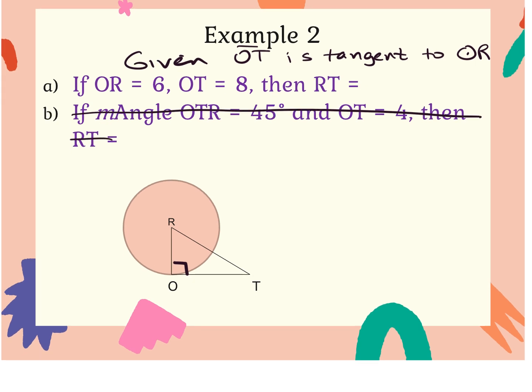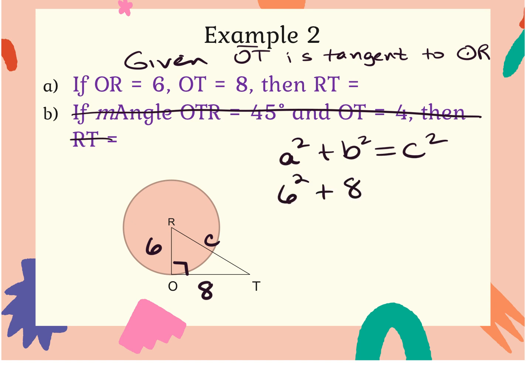I'm also going to add in the side lengths that they gave me. They gave me the length of OR to be 6, OT to be 8, and they want me to find the length of RT. So if you notice, RT is across from the right angle. It's my hypotenuse. So in order to find that length, I'm going to do a squared plus b squared equals c squared. Doesn't matter if the 6 is a or the 8 is a. You're just going to square them and add them, and that will give you your c squared. And then you'll square root it to get the length of RT.